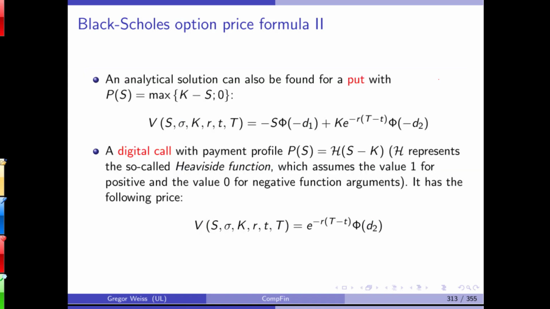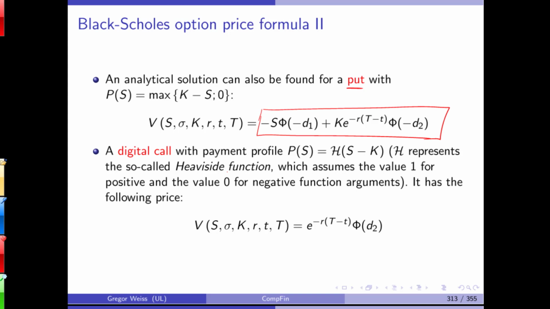Then it is no big surprise that if you change the type of option, you will get a Black-Scholes price again, hopefully. If we look at a put with payoff equal to the maximum of K minus the underlying price or 0, it looks quite similar. And the Black-Scholes price for a digital call. What is a digital call?